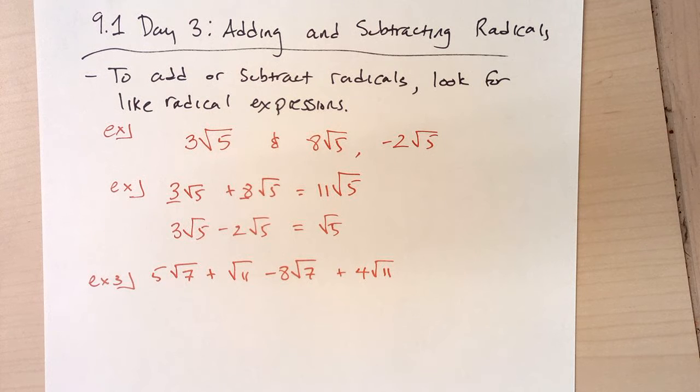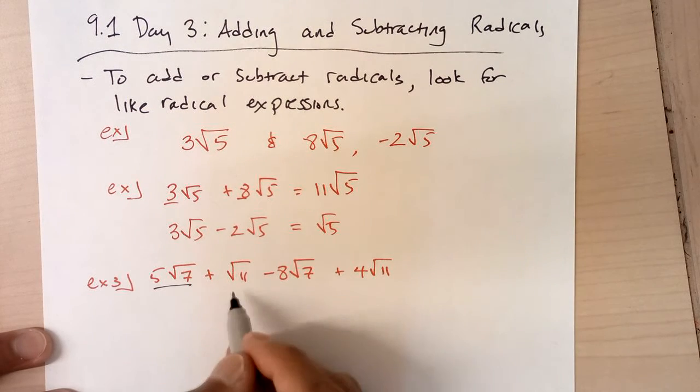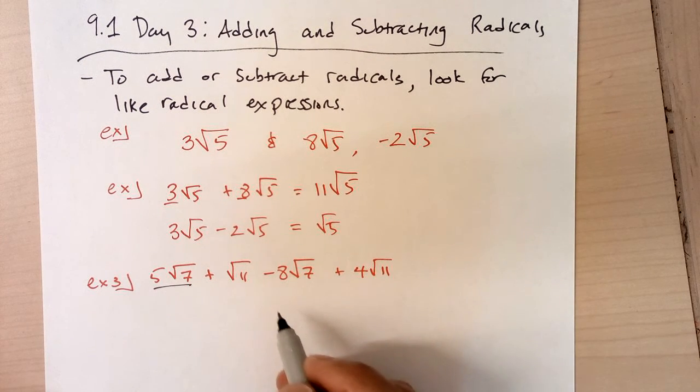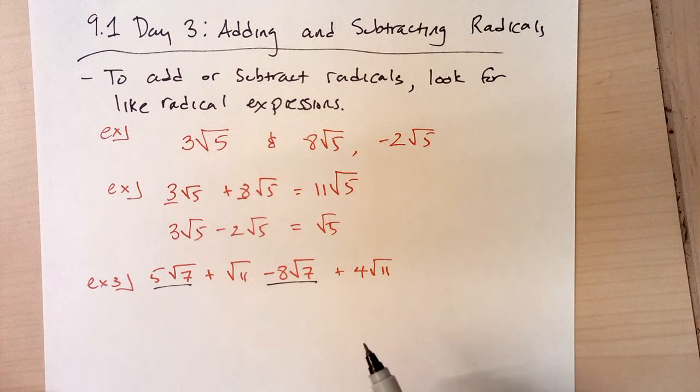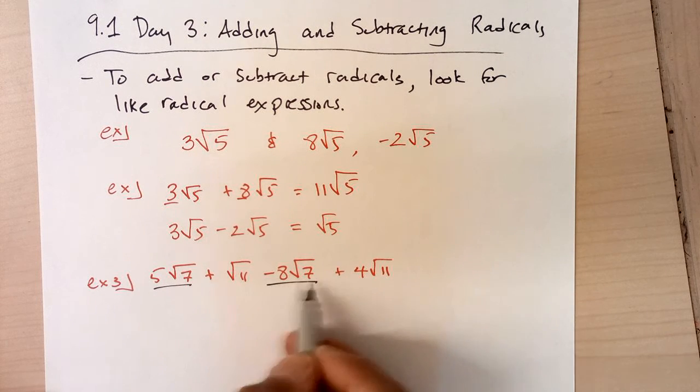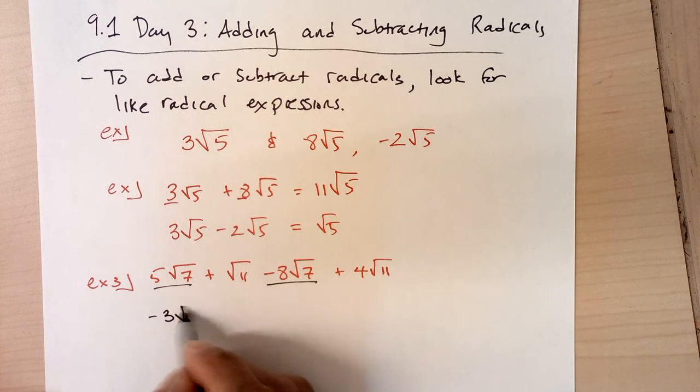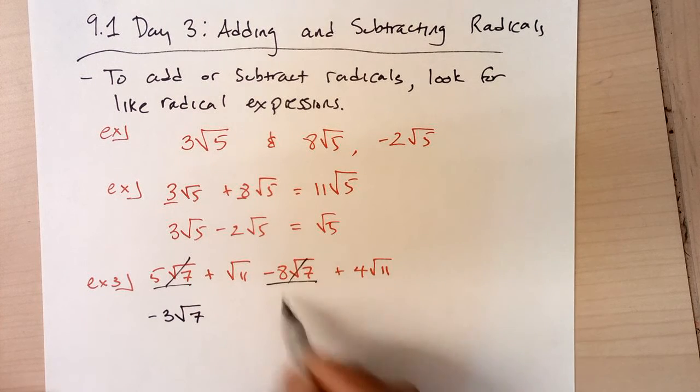So then on my next example, I want to look for like radical expressions. If I just go from left to right, 5 square root 7. The square root of 11 is not a like radical expression with that, but -8 square root 7 is. So 5 square root 7 minus 8 square root 7 is -3 square root 7. I'm done with those terms.